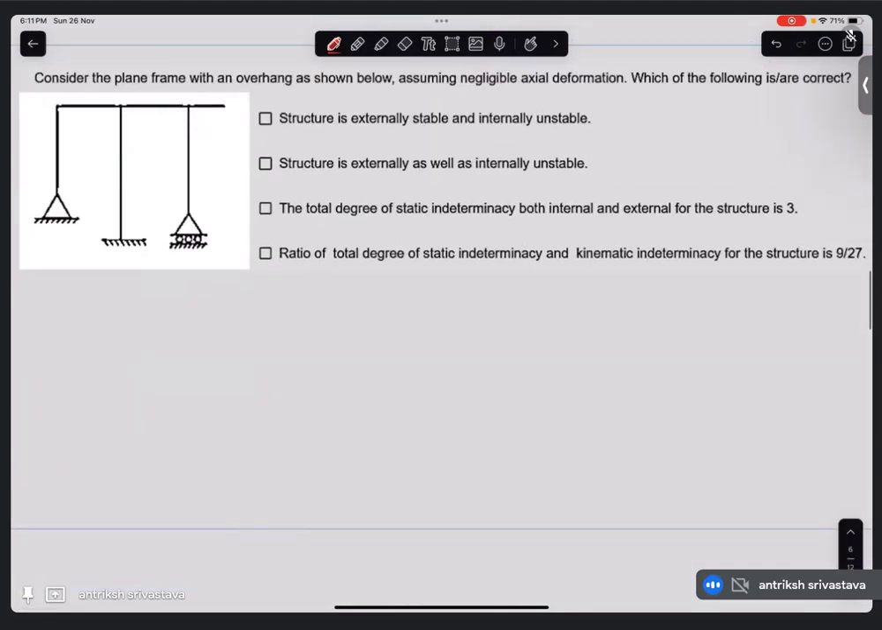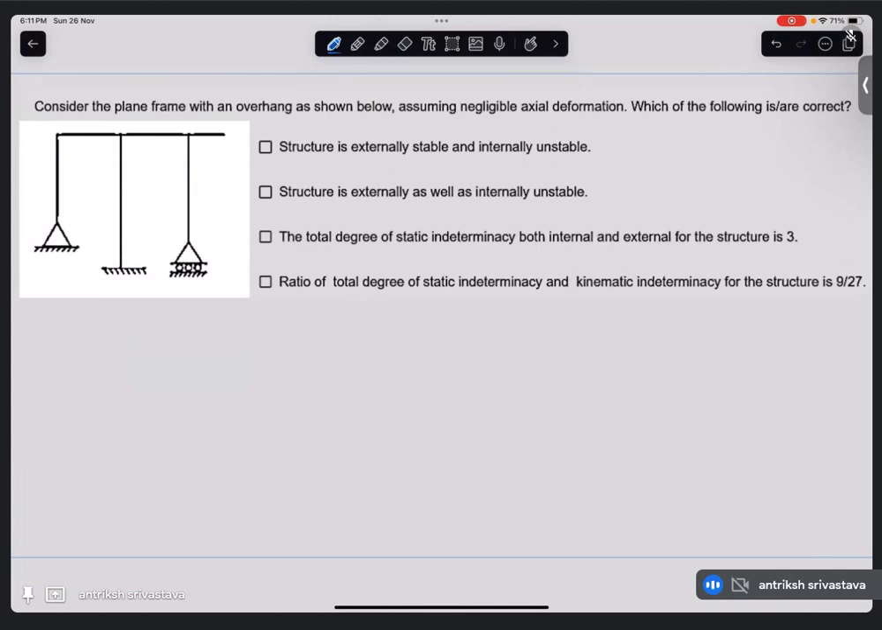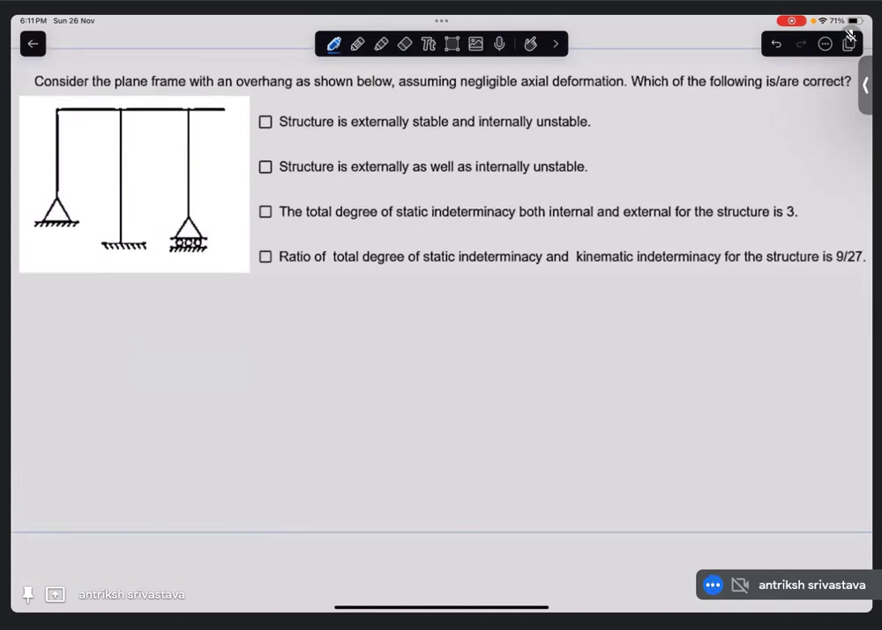So now that we have finished our daily quota of questions, we are going to look at some very interesting questions that I found from test series that shall be named anonymous. Okay, so let's look at this question. Consider the plane frame with an overhang as shown. Assuming negligible axial deformation, which of the following is correct?